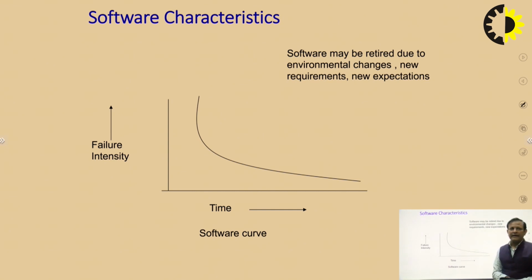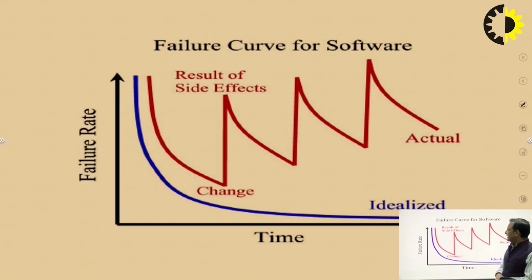Software may be retired due to environmental change, new requirement or new expectation. We can change the requirement. Failure curve of software we can see. Result of side effects you have seen. Idealized.